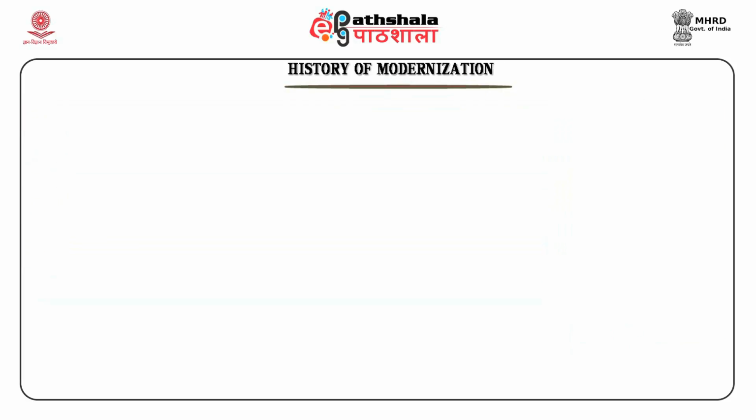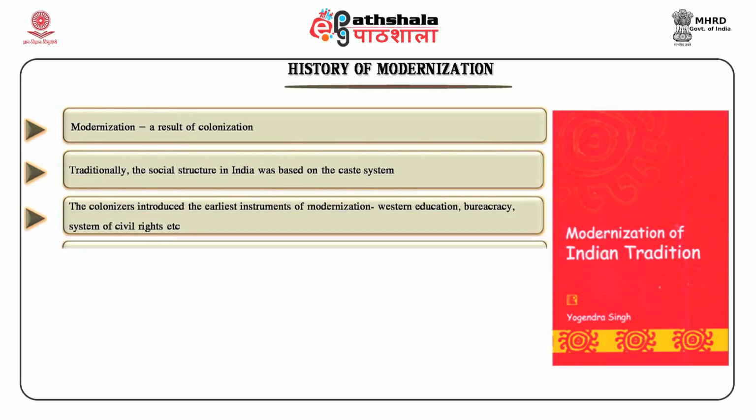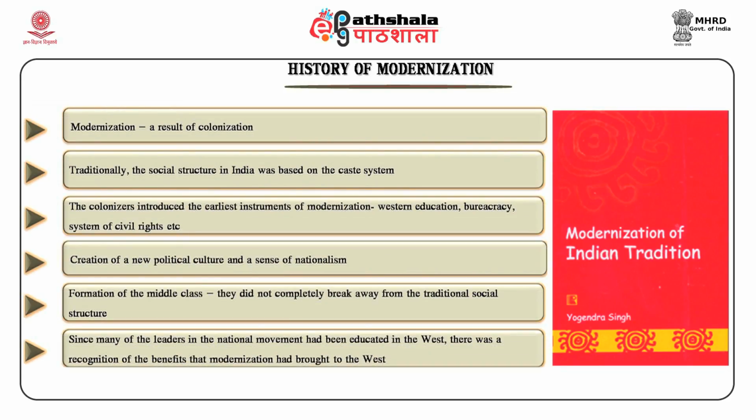History of modernization in India. Modernization can be glimpsed through both structural transformation of Indian society and cultural changes. It is safe to say that the process began as a result of colonization, when there was a direct encounter of India's traditional society with the modernizing West.